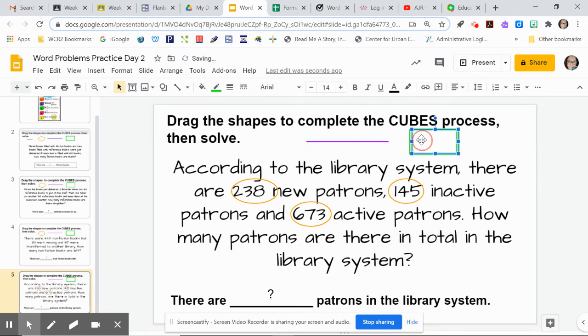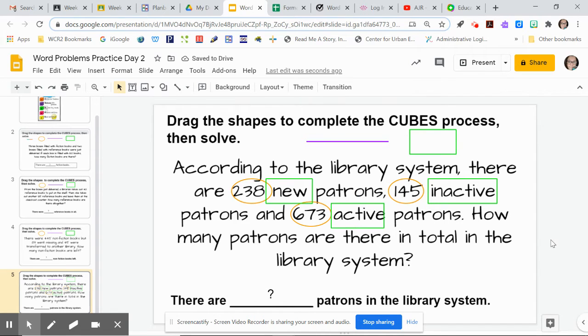And then I'm going to box math words. Okay, I have to reread to figure out what are the math words. According to the library system, there are 238 new patrons. Okay, so I know that if they're new, it means they're being added on. So I'm going to put a box around that. 145 inactive patrons, which means that they are not active. They're not coming into the library. Okay. And 673 active patrons. So 673 of them are constantly coming in. They're not new, but they're already coming in. Okay, so those are some words that are important.